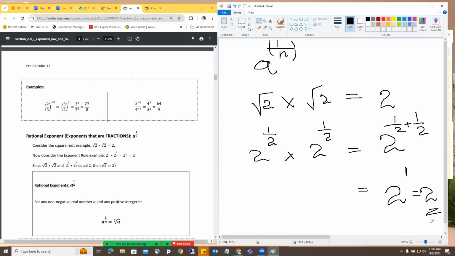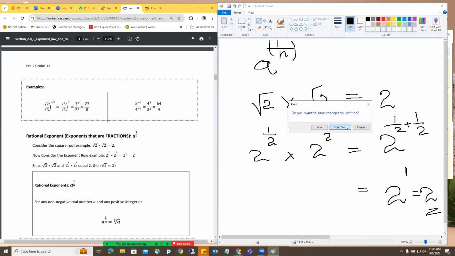Is it clear? Square root 2, if I convert it into a power, is half. This square root also, if I convert it into a power, again gives half. Then half plus half, the total power would be 1 since we have a multiplication. Now 2 to the power of 1 means the final answer would be 2. That's how we receive that one.